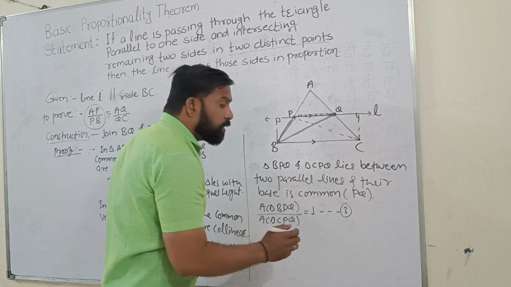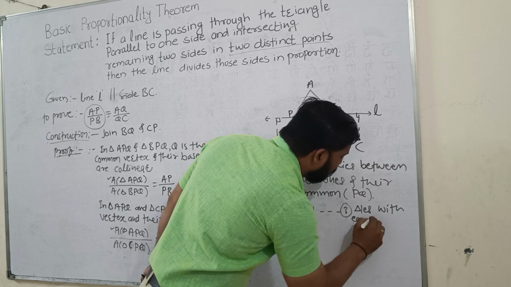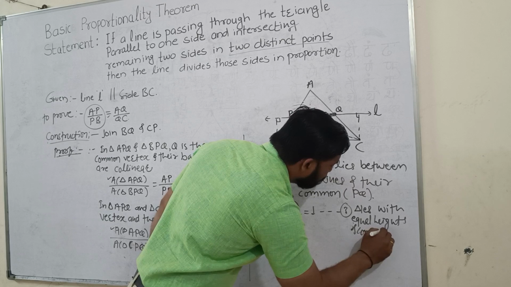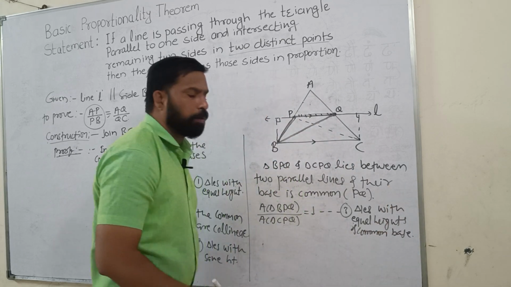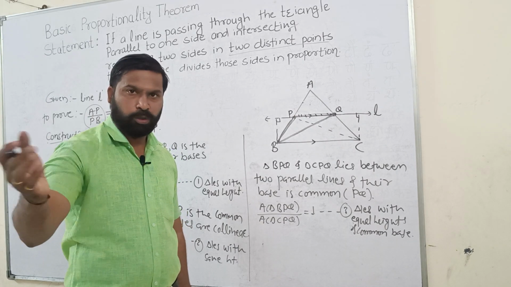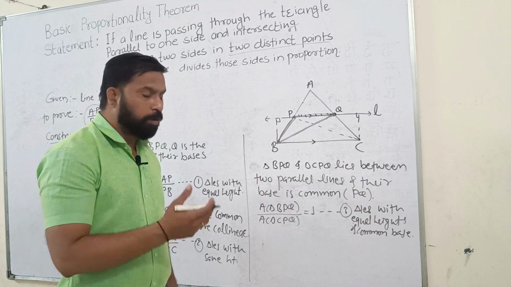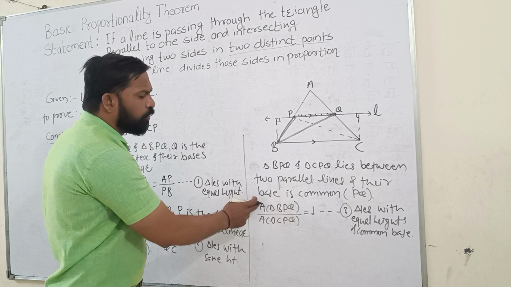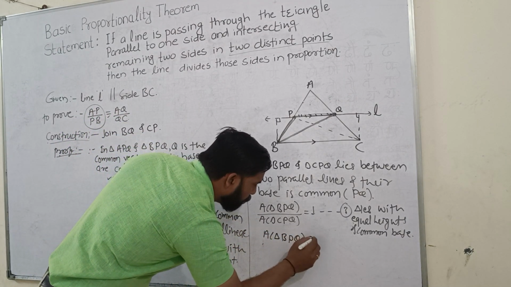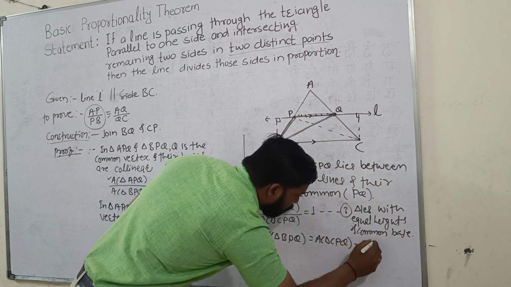So what is the reason? Triangles with equal heights and common base, their ratio is 1. Whose ratio is equal to 1? 3 by 3 ratio is 1. 4 by 4, 100 by 100, 1000 by 1000. The numbers which are same, their ratio is equal to 1, means they are equal to each other. Area of triangle BPQ, simply you can send it to the right and write area of triangle CPQ, which is number 4.